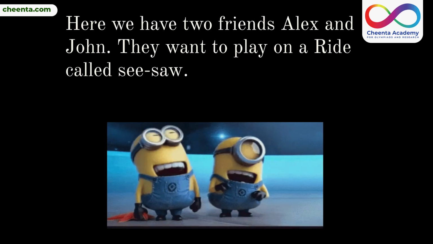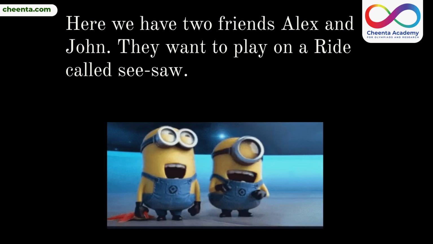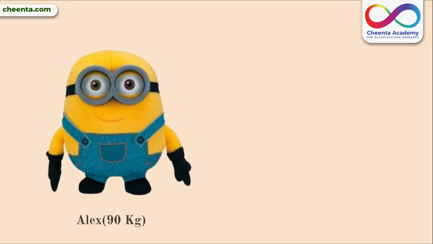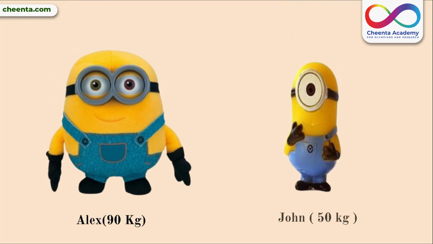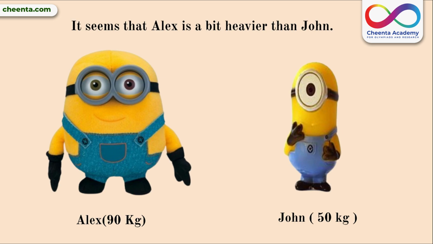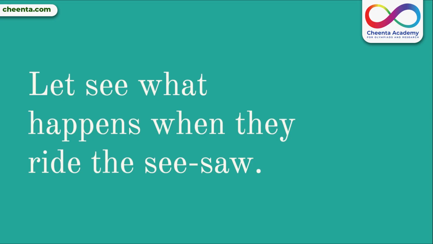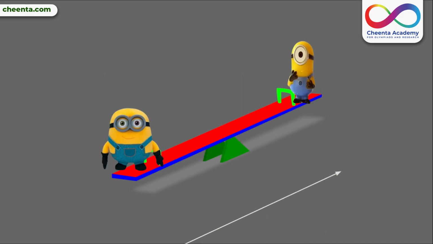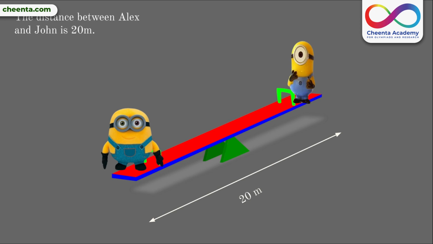Here we have two friends, Alex and John, who want to ride the seesaw. Alex weighs 90 kilograms and John weighs 50 kilograms. It seems Alex is a bit heavier than John. Let's see what happens when they get on the seesaw. The distance between John and the fulcrum is 10 meters. The total distance between Alex and John is 20 meters. As you can see, the seesaw tips downward towards Alex because he weighs more.